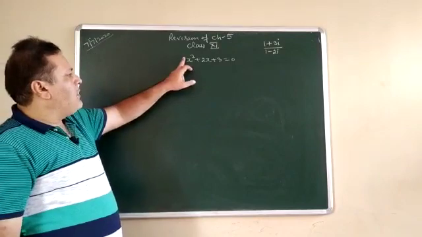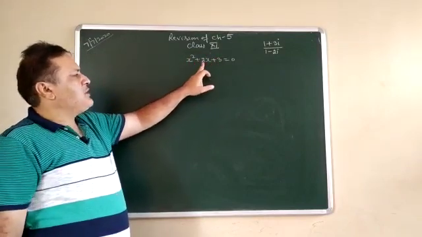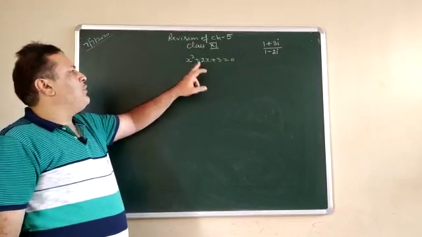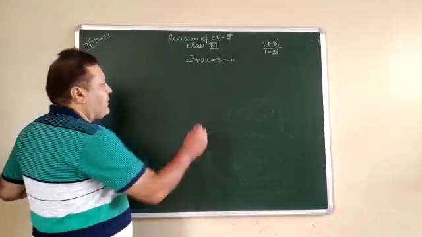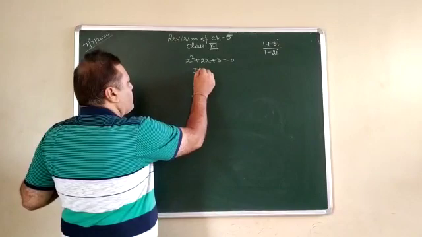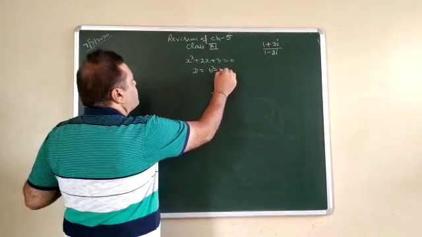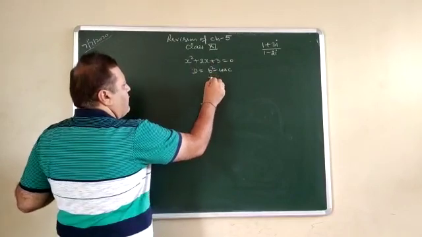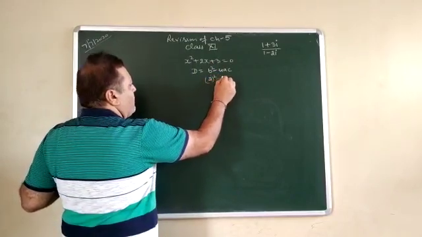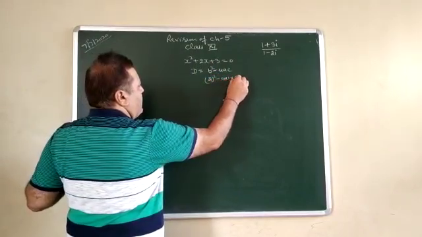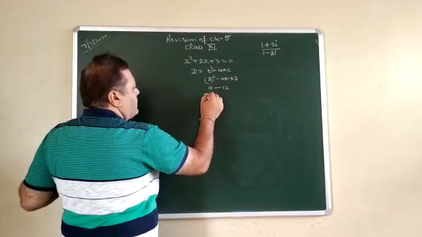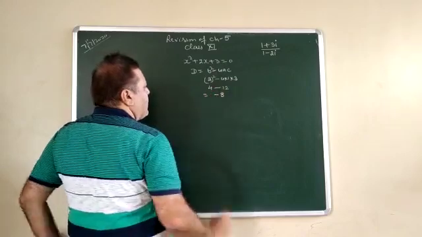See here, on multiplication 3, on addition 2, so these factors are not possible for us, so we apply the quadratic formula. First, D is equal to b square minus 4ac. If you observe, what is the value of b here? 2 square minus 4 into 1 into 3. It is 4 minus 12. That is equal to minus 8.